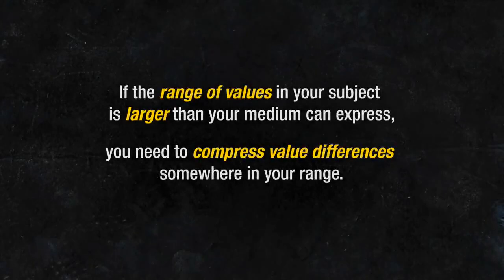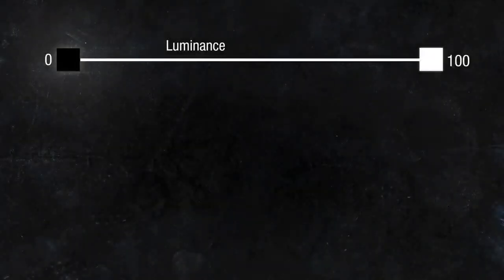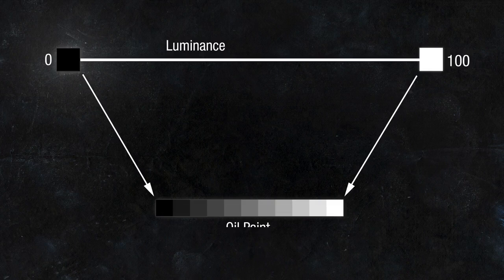If the range of value in your subject is larger than your medium can express, you're forced to compress values. There's just no way around it. So it's worthwhile to understand what options you have. If we measure luminance on a scale from 0 to 100, from the absence of light to the brightness of the sun, we have to translate that to the limited range of our medium, for example oil paint. This translation is called value compression.